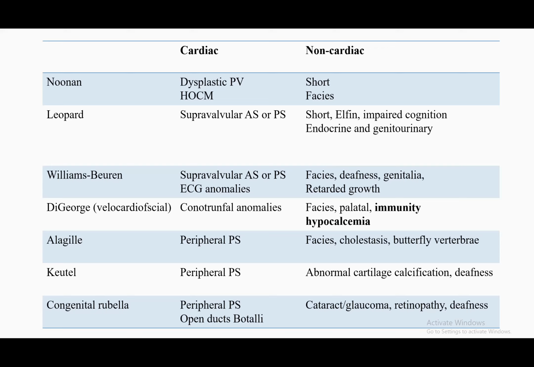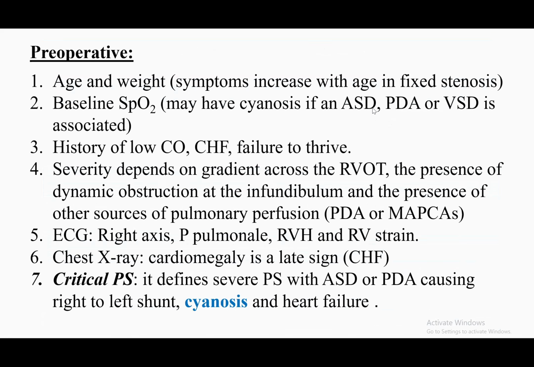DiGeorge syndrome, we said it in the previous lecture. Alagille: peripheral pulmonary stenosis, facies, cholestasis, butterfly vertebrae. Keutel: peripheral pulmonary stenosis, abnormal cartilage calcification, deafness. Congenital rubella: peripheral pulmonary stenosis, open ductus Botalli, cataract, glaucoma, retinopathies, and deafness.